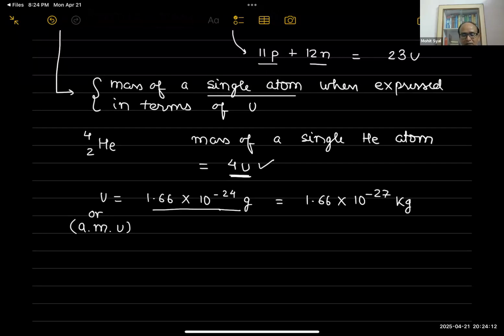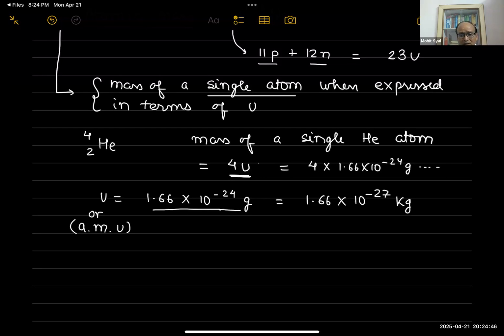Is it the mass in terms of U or the actual mass? What is the actual mass? 4. Suppose somebody asks you, give me the mass in grams, what should you say? You should multiply 4 with the value of U, exactly 1.66 into 10 to the power minus 24 grams. You will get the actual mass.